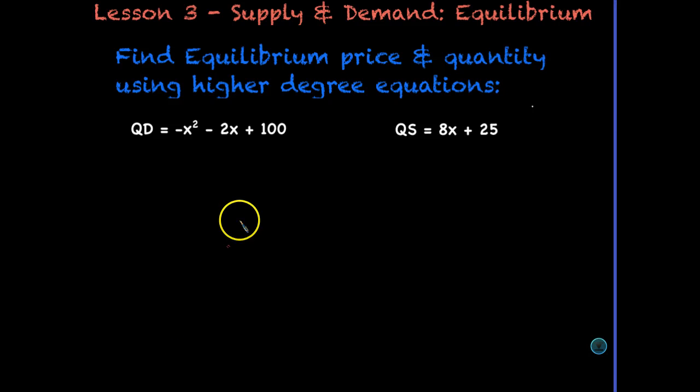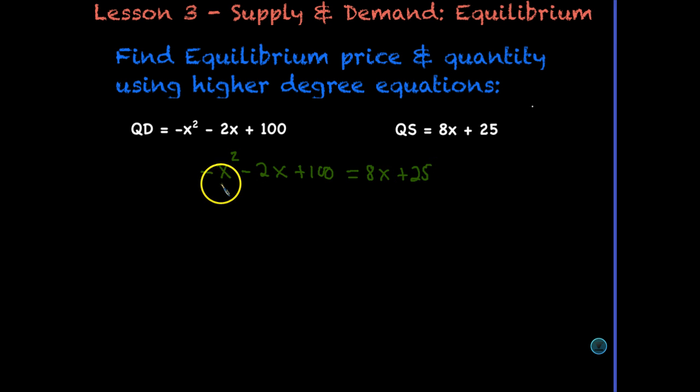In this set of problems, our quantity demanded is quadratic, and our quantity supplied is linear. So let's do what we just did. Let's go ahead and set them equal to each other. Let's try this algebraically, and then I'm going to show it to you graphically. Okay, when we set these equal to each other, what we have here is negative x squared minus 2x plus 100 equals 8x plus 25.